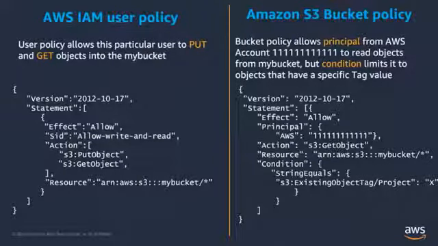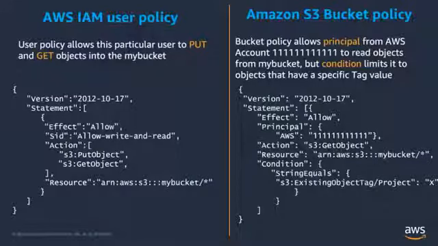Now let's look at our Amazon S3 bucket policy. This bucket policy allows a principal from AWS account 111111111111 to read objects from my bucket. But the condition limits it to objects that have a specific tag value. So let's take a look.